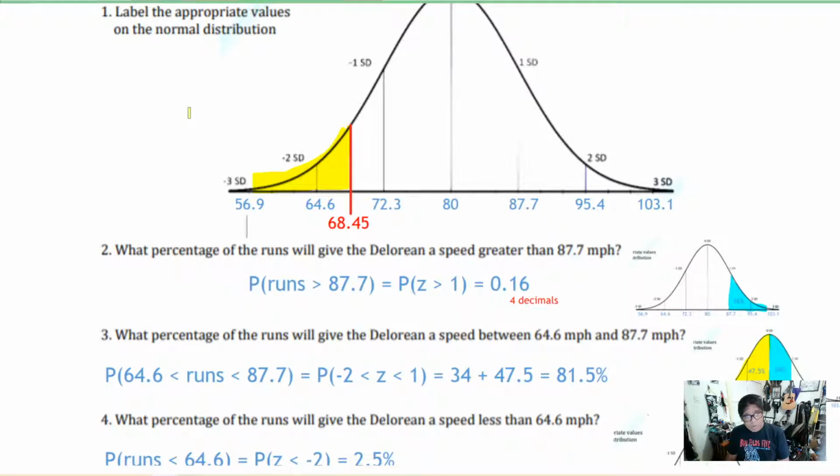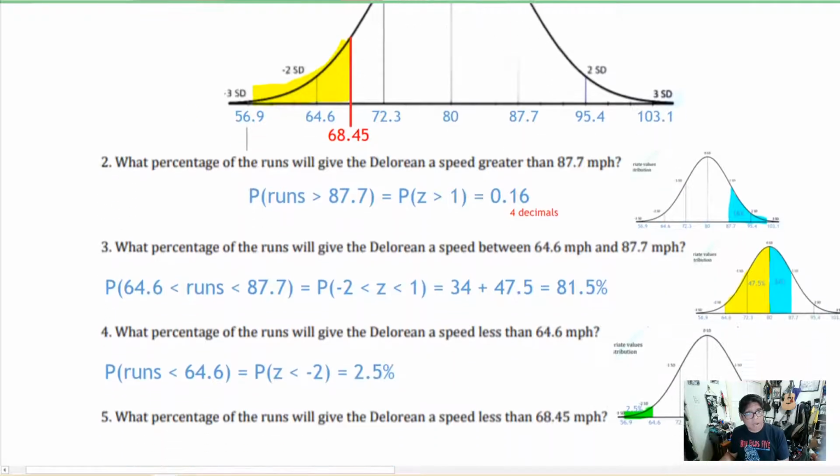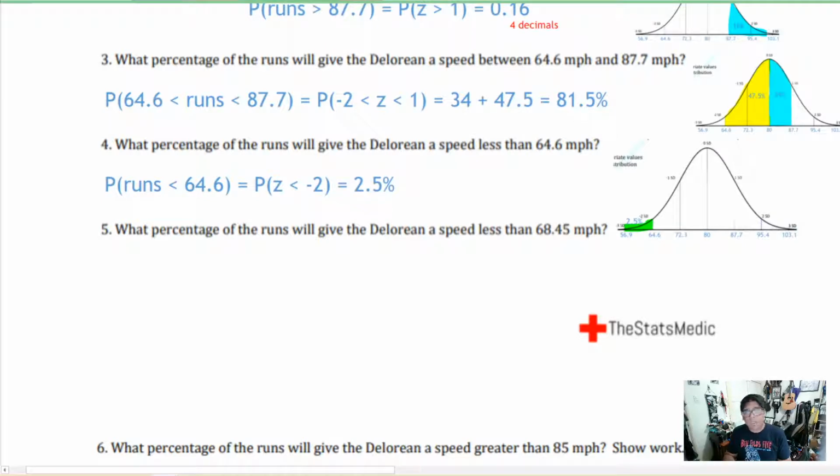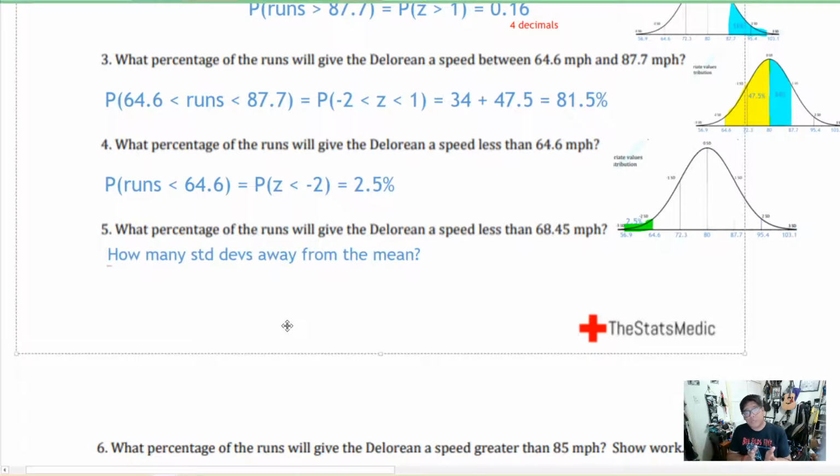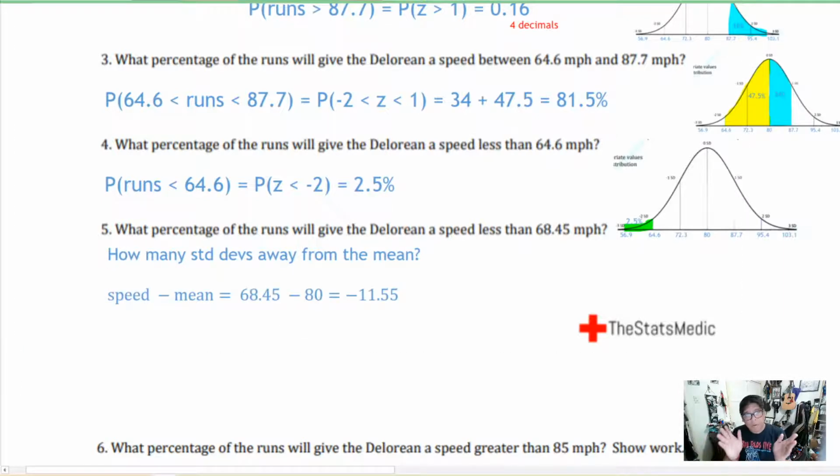Now it's hard for us to figure this out because we actually don't know the Z-score, or how many standard deviations away this is from the mean. But we can certainly figure that out. Well, the first thing we need to know is how many miles per hour below the mean it is. In order to figure that out, we can just do the speed minus the mean, which would be 68.45 minus the mean of 80, which is negative 11.55. So that negative signifies that we are below the mean.